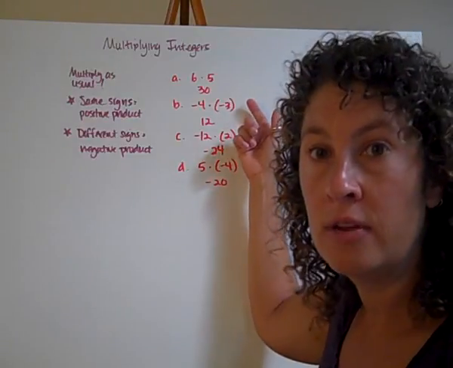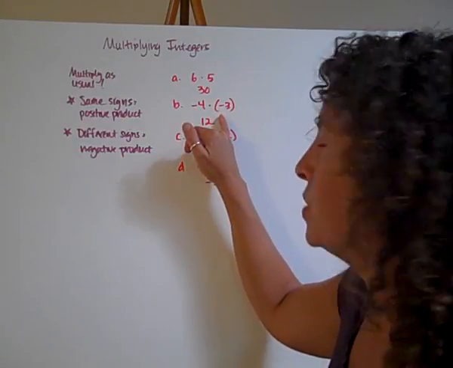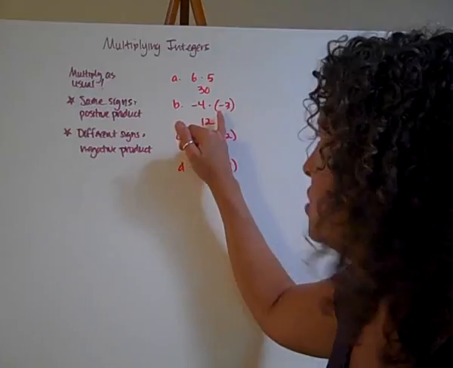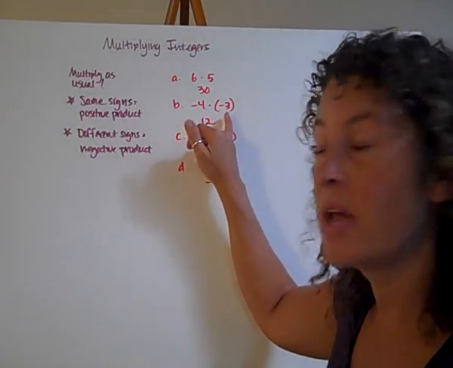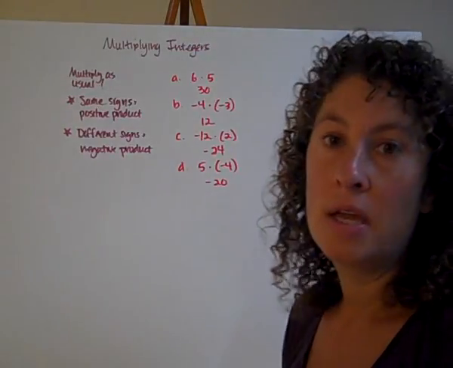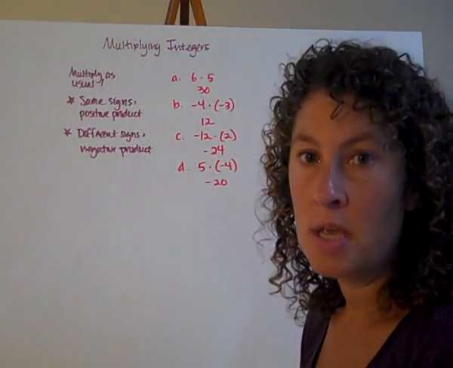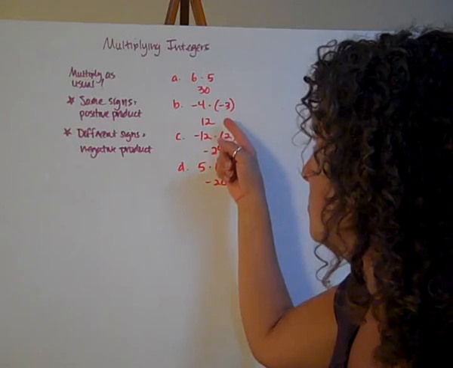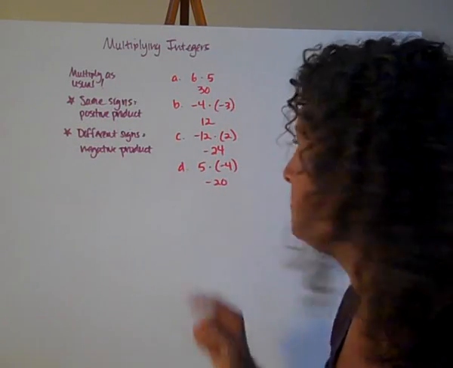Next one, negative 4 times negative 3, and we generally put that second one in parentheses just so we can make sure we notice that that's a negative and it doesn't blur in with the operation. So negative times a negative, we have two signs that are the same, so we will end up with a positive. 4 times 3 gives us 12.